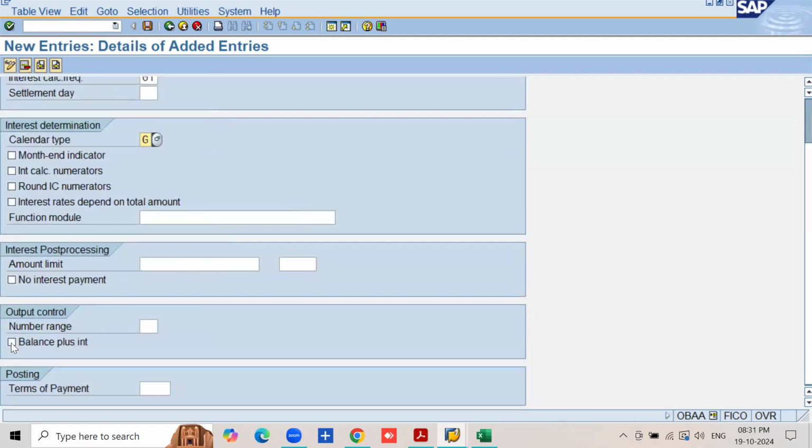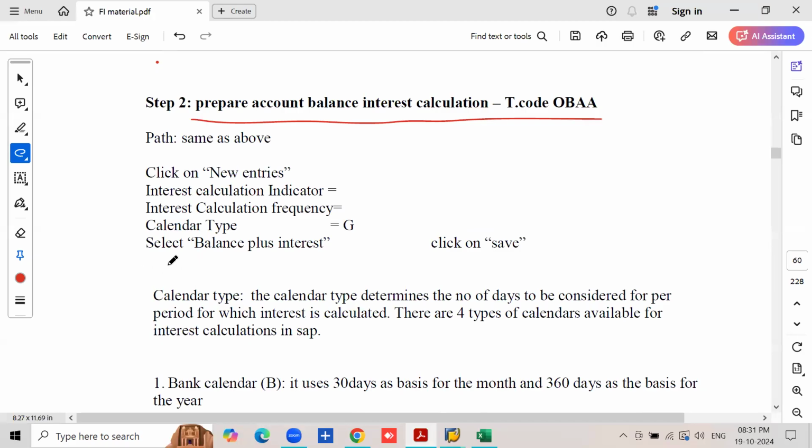Then I will explain what this calendar type is. Select balance plus interest. Right down there.